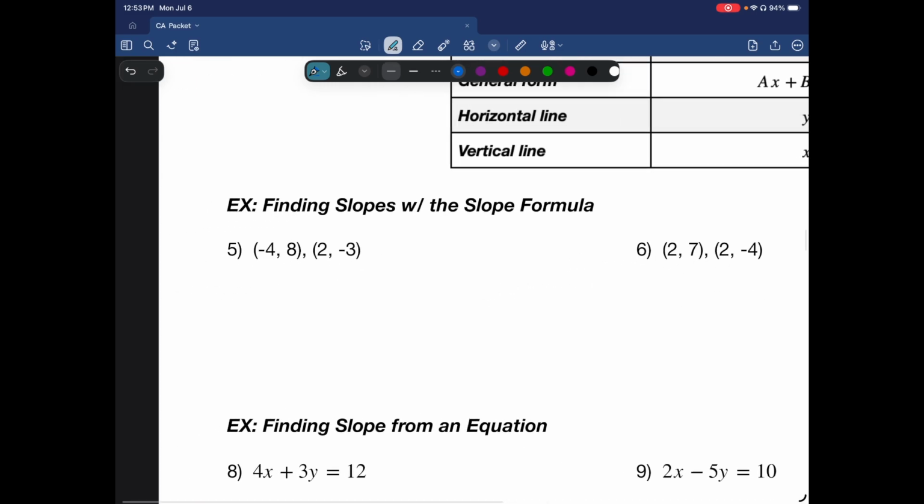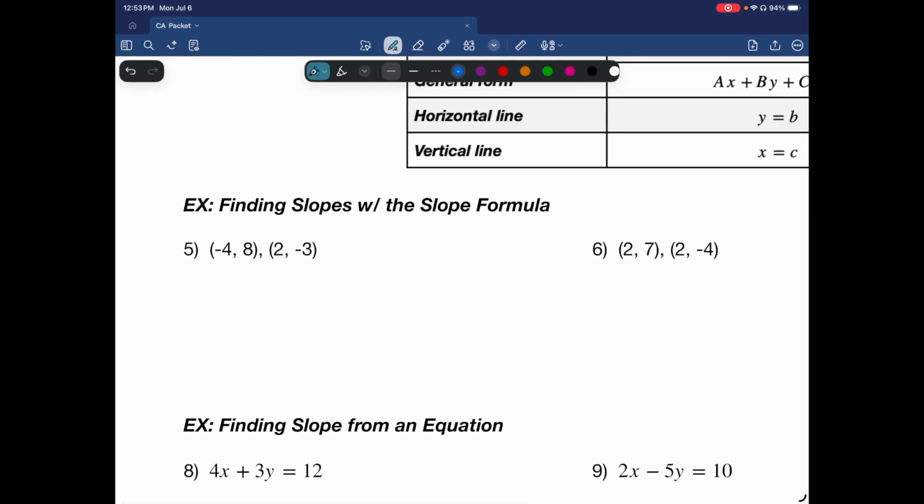Okay, finding slopes. So x1, y1, x2, y2. All right, and if you follow your formula, it's y sub 2 minus y sub 1 over x sub 2 minus x sub 1. So if you follow the formula, you can't mess it up. So my slope here is negative 3 minus 8 over 2 minus negative 4.